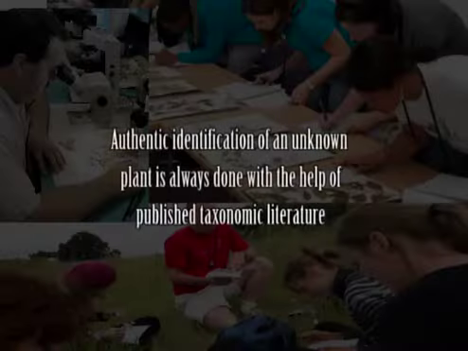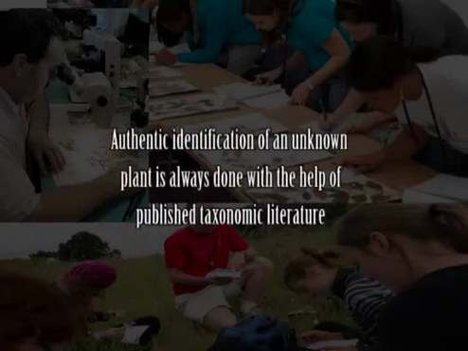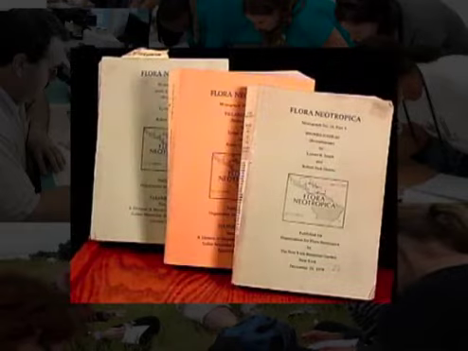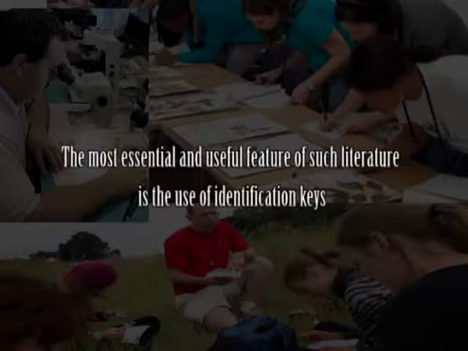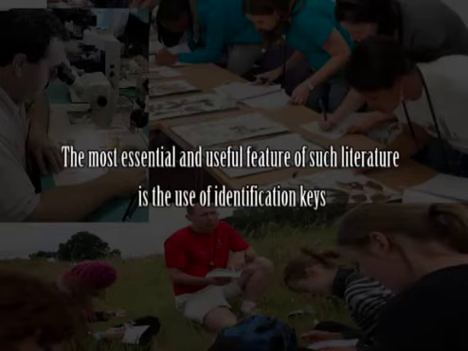Directly comparative methods of plant identification have their own limitations. They are useful only if we already have a rough idea about an unknown plant. Authentic identification of an unknown plant is always done with the help of published taxonomic literature like floras, monographs and revisions. The most essential and useful feature of such literature is the use of identification keys.